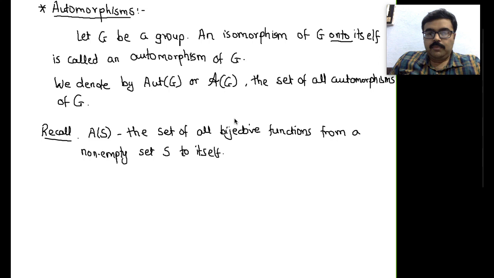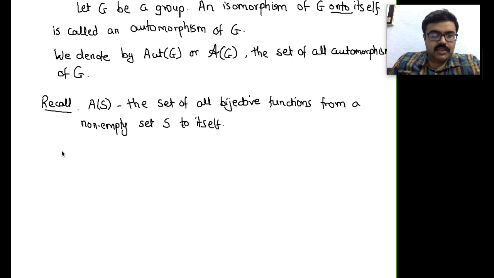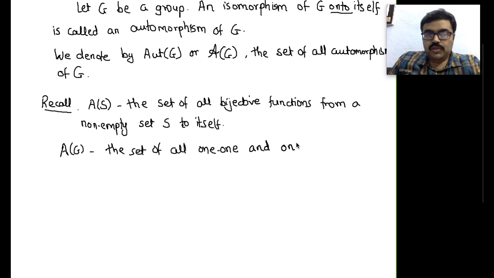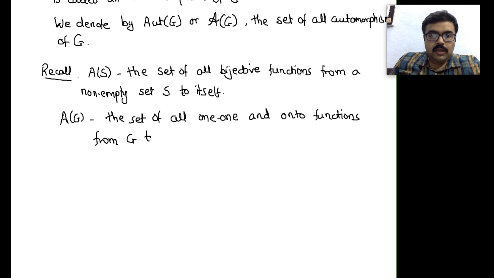So what is A(G)? A(G) is the set of all 1-1 and onto functions from G to G. So this A(G) is different from the script A(G), right? This A(G) we have already seen, from G to G, they are 1-1 onto functions. So observe, which one is a subset of which?